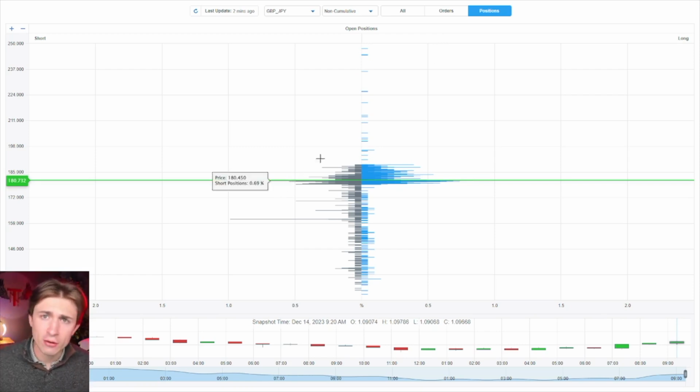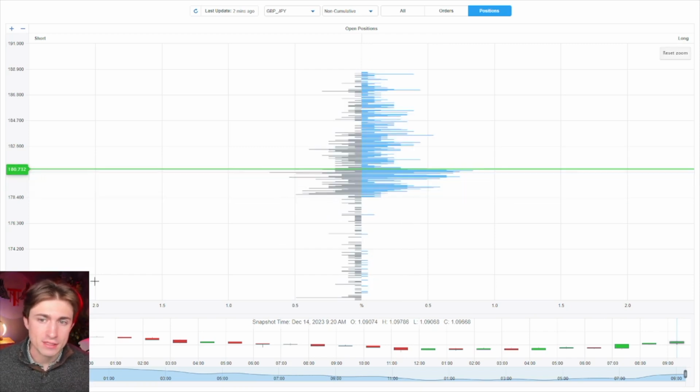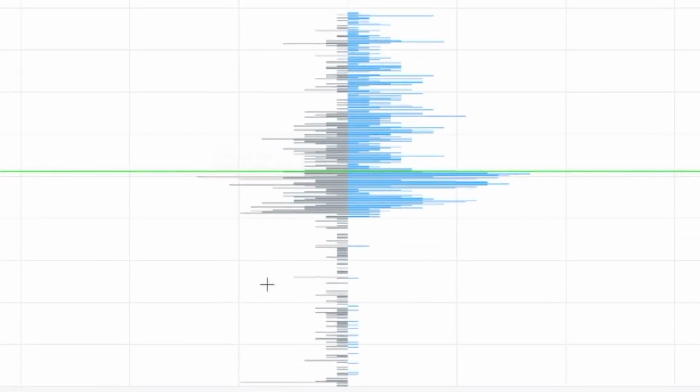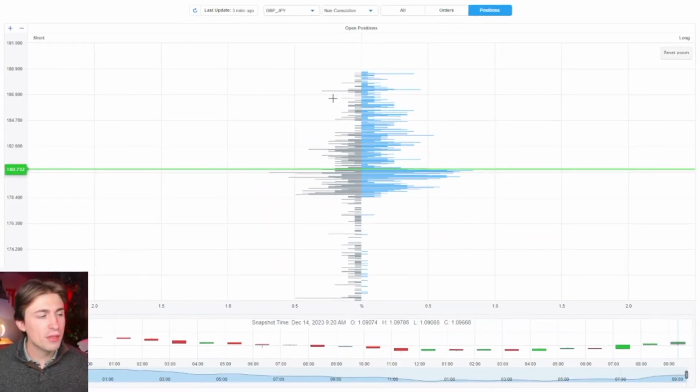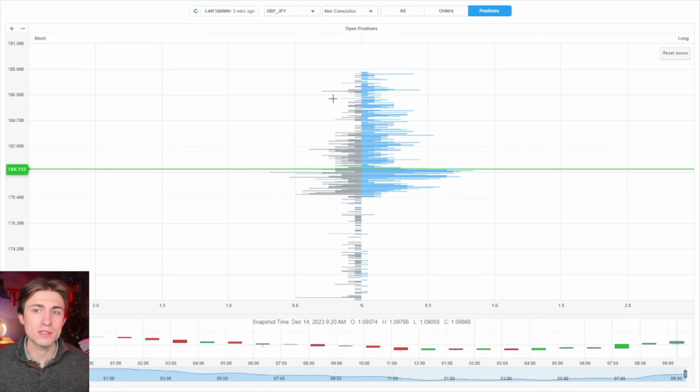We're taking a look now at the pound against the Japanese yen. And when we zoom in here, what we can see is that currently there are a lot of positions on the long side below current price and a lot of positions on the short side. So I think that this can be a very useful tool to consider in your analysis.